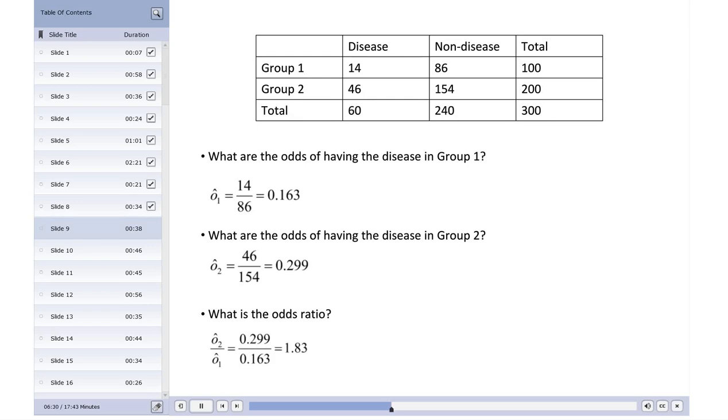Alright, one last bit of terminology that we need to talk about is the concept of odds. The first question says, what are the odds of having the disease in group 1? In order to calculate odds, you just take the number of people with the disease and divide by the number of people without the disease. So for group 1, we're going to take 14 divided by 86, and we're going to get 0.163. We do the same thing in group 2, 46 over 154 is 0.299. And then the third question says, what is the odds ratio? And that's exactly what it sounds like. It's just the ratio of the two odds. So you just take the odds for group 2, divide it by the odds for group 1, and we get 1.83.